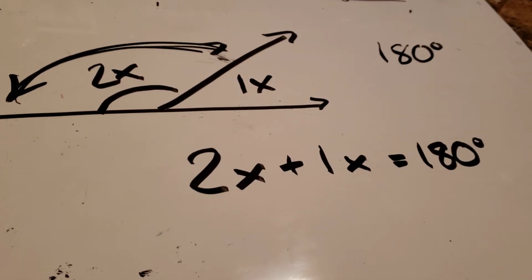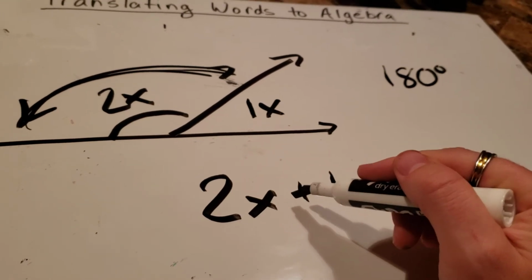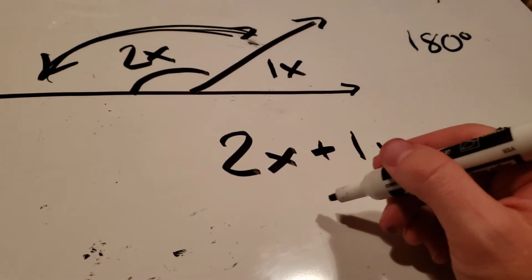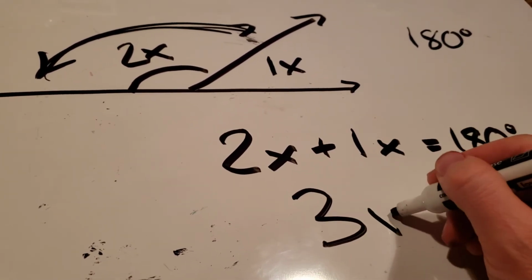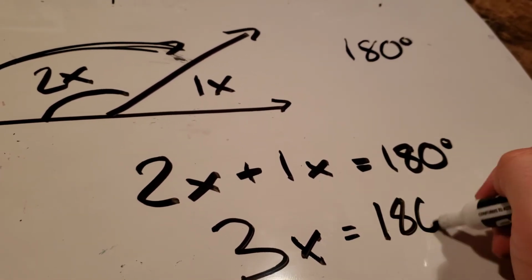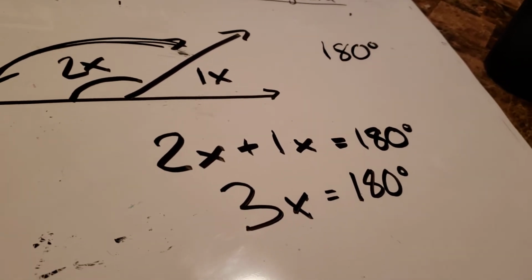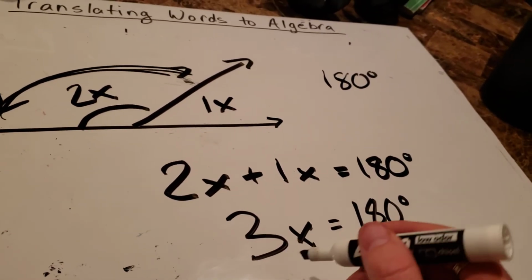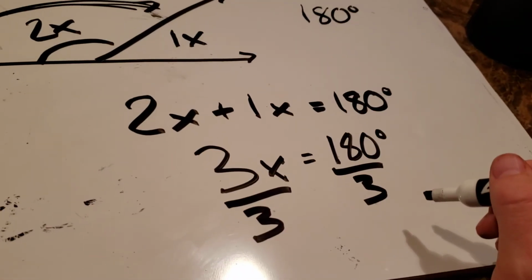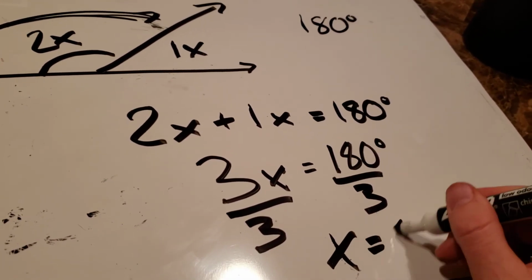So what we're going to have to do now is combine algebraic terms. We've got 2 of a variable plus 1 of the same variable. 2 dogs plus 1 dog. How many dogs does that give us? 3 dogs, or 3x, equals 180 degrees. So now we should have an equation that we're comfortable solving. Attached to our variable is 3. So we're going to divide by 3 on both sides. 3x divided by 3 is just x. 180 divided by 3 is 60.